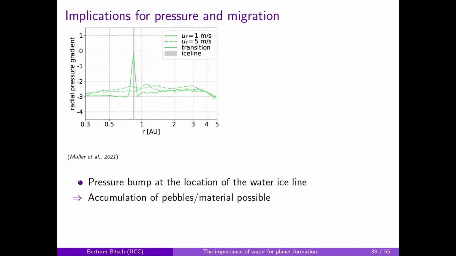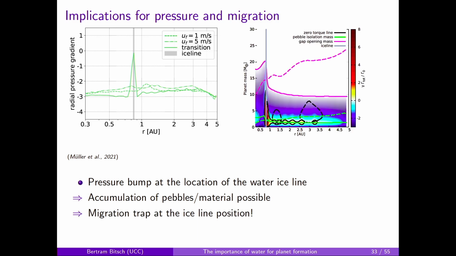And you see this here, this is the radial pressure gradient, our dlnP that we use for the inward drift of pebbles, as a function of distance. We have here the position of the water ice line. You see if you have this transition, we have a spike in our pressure. So we have actually a position where we could accumulate pebbles in these regions of the disk.